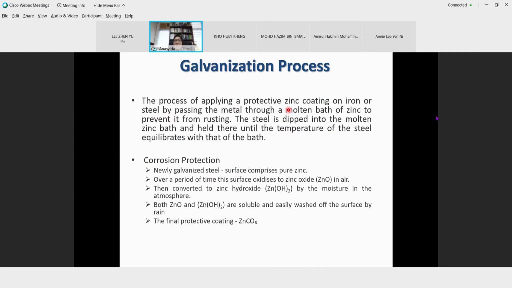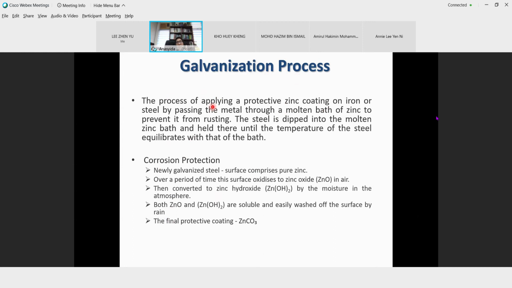So this is the galvanization process. This is galvanizing. So we use zinc to protect the steel. So we are dipping it in molten zinc. So this is actually some corrosion protection that will be forming. So first, when you dip in the molten bath that contains zinc, after the process of coating, you will have a pure zinc, right? That was actually adhered or put on the steel.